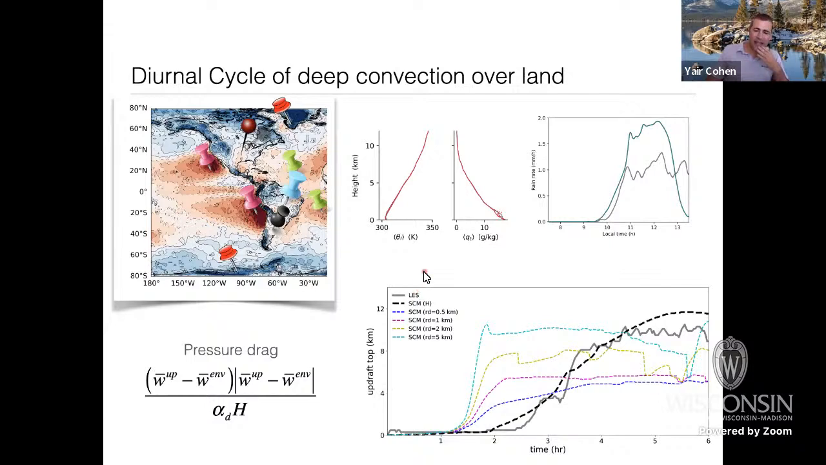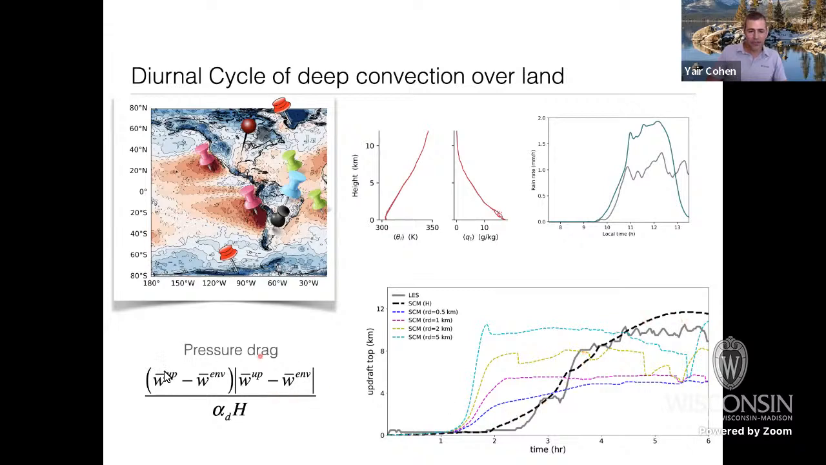And last but not least is deep convection. And we're seeing very good match between profiles of theta liquid and specific humidity, good match in the timing of precipitation, even though the rain rate is off between LES and EDMF. And the last part I want to show you is the cloud top. This is a very interesting plot.